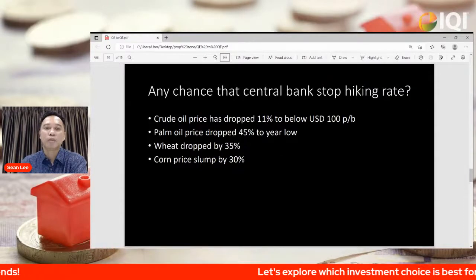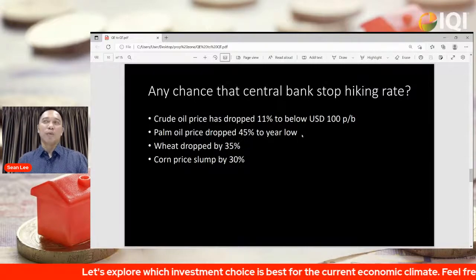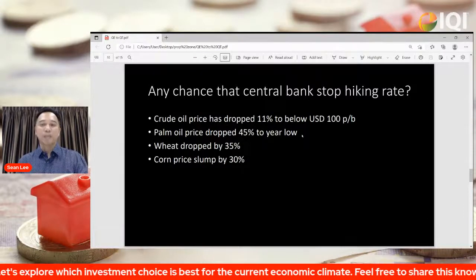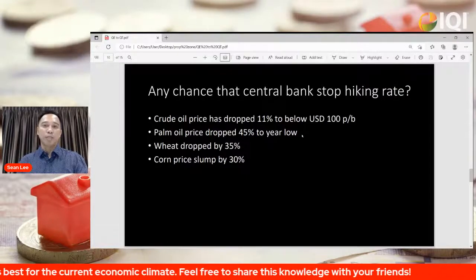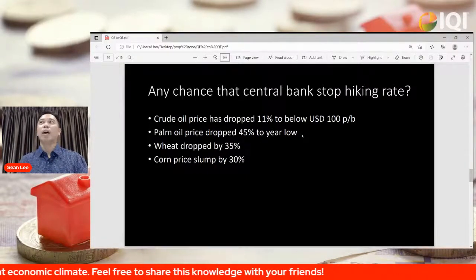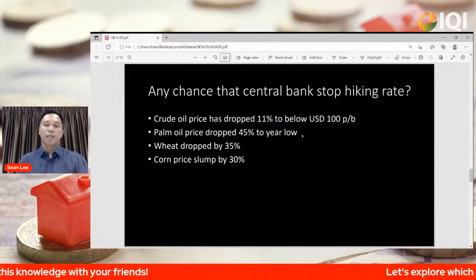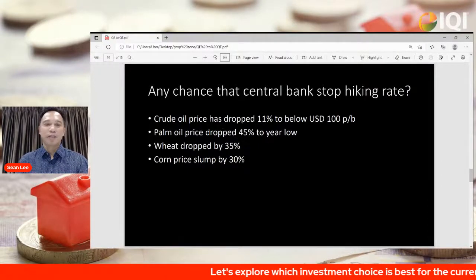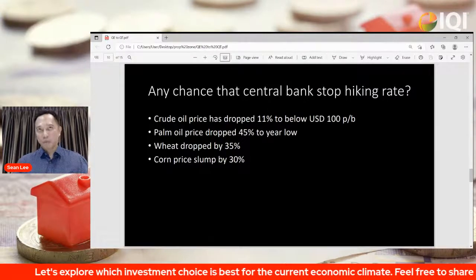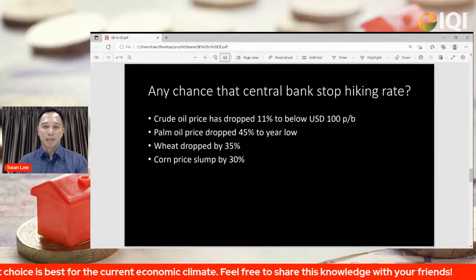Palm oil price has dropped 45% to a year low, right? You know, Malaysia is one of the biggest palm oil exporters. Because Indonesia no longer restricts its palm oil export, our stock has been going up and the price has been going down so much. A drastic drop in terms of palm oil. Good for the general public, but very bad for the stakeholders.